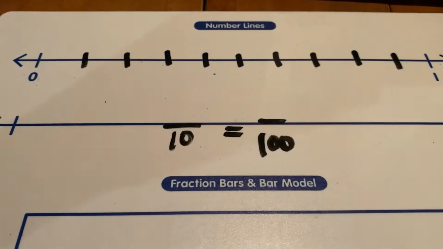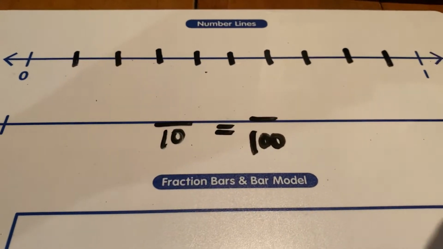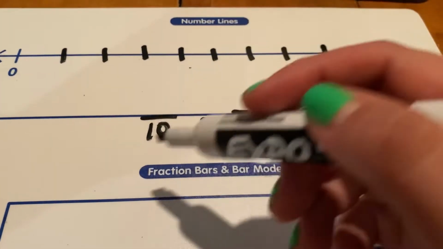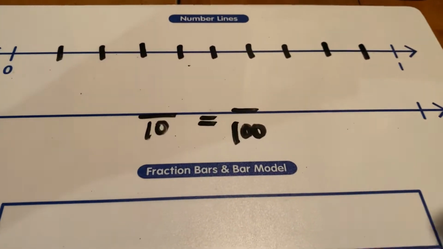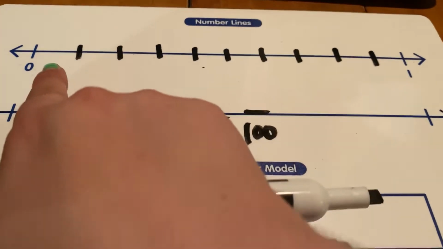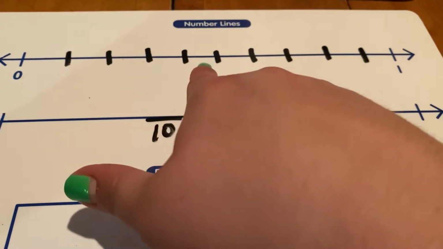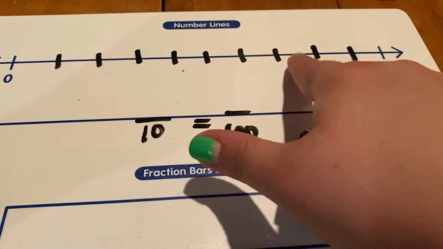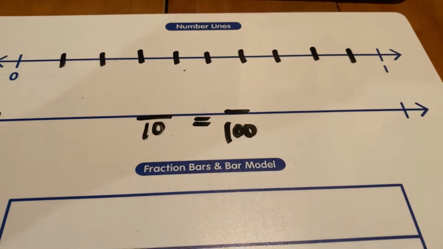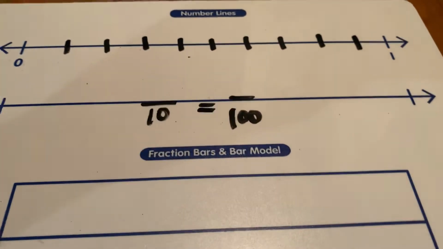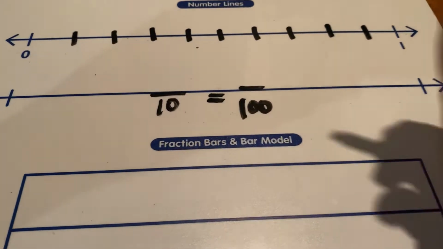Okay, so whenever you see a number line, it's really important that you first label your number line. And we can do that by counting the spaces, not the tick marks. So I'm going to count the spaces here. That's 1, 2, 3, 4, 5, 6, 7, 8, 9, 10. There are 10 spaces, which tells me that this is partitioned into tenths. So I'm going to go ahead and label my number line.